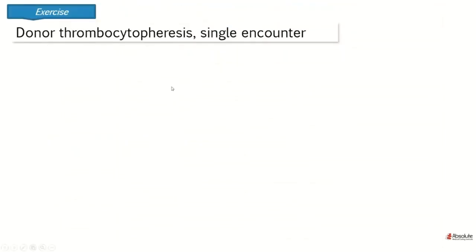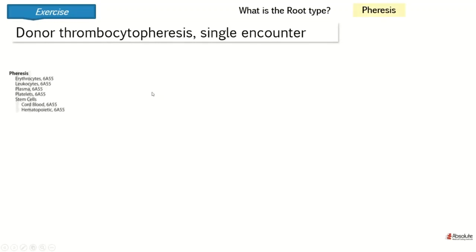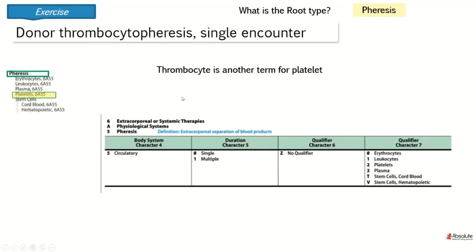So let's go ahead and look up our root operation. Pheresis. Yeah, we're just going to look that up. Pheresis of what? We have erythrocyte, leukocytes, plasma, platelets, stem cells. Which one? If you said a thrombocyte is another name for platelet, thrombocytopheresis, that's another word or term for platelet. So we're looking up platelets. Platelets is 6A55. All right, coders. Now our job, find the corresponding table.